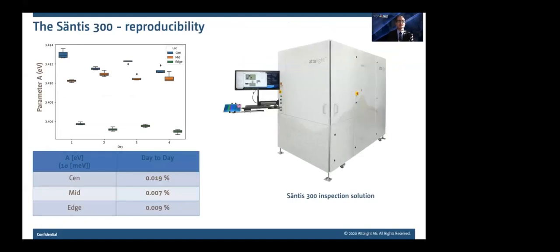So let's have a very quick look at the reproducibility of this measurement on the tool. Here we show results of a simplified gauge R&R exercise. We look at the variation of a parameter, which here happens to be energy, the recombination energy, which has to be measured very carefully in order to do all the analysis we need to do. We have measured this over 3 different locations, over 4 different days. And we see a day-to-day variation that is a maximum of 0.019%. To put this in perspective, this means a wavelength resolution that is better than an angstrom, which is extremely good.